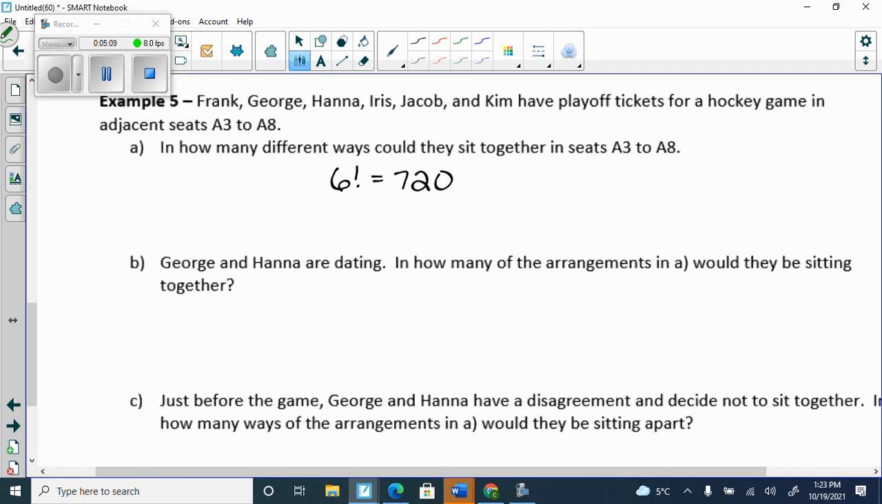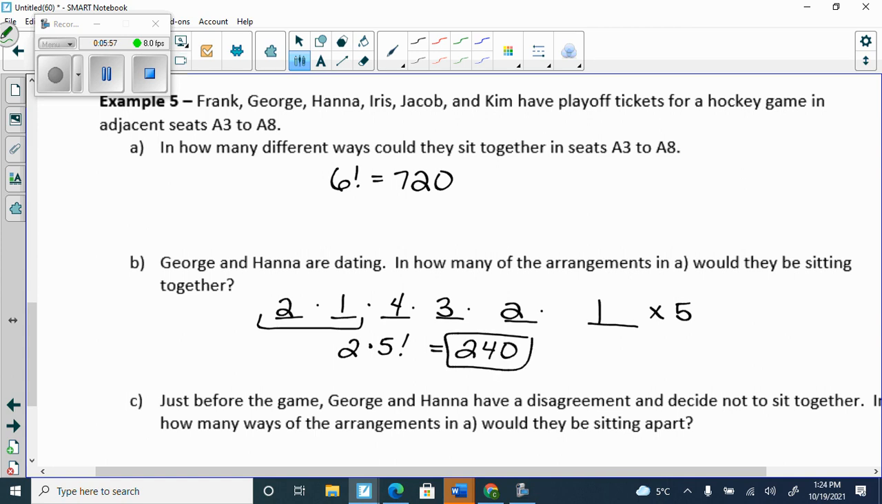Now, it says George and Hannah are dating, and how many ways could they sit together? So we go 1, 2, 3, 4, 5, 6. George and Hannah, how many for option one? Two. George or Hannah. Then one of them sits down, and how many for the next one? One. How many peeps left? Four. Then? Three. Then? Two. Now this would be the answer to them sitting together on the far left. Did I say sit together on the far left? No, I said sit together. So what do I still have to do? Times it by 5. So I would get 2 times 5 factorial, which is 240 ways.